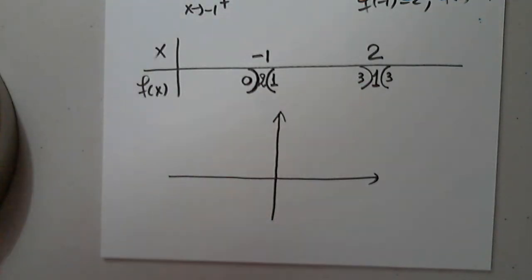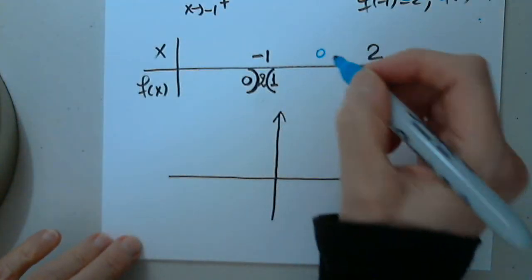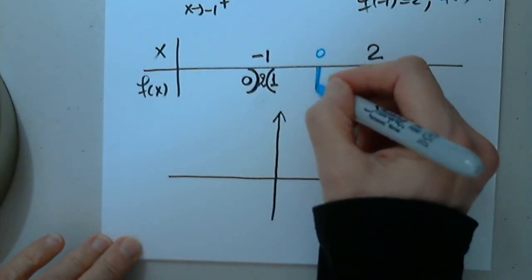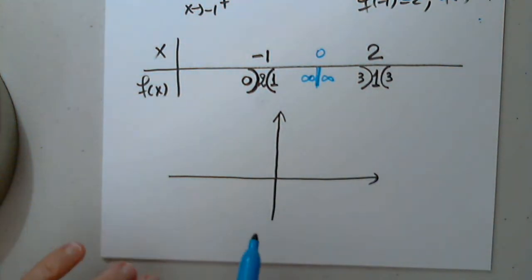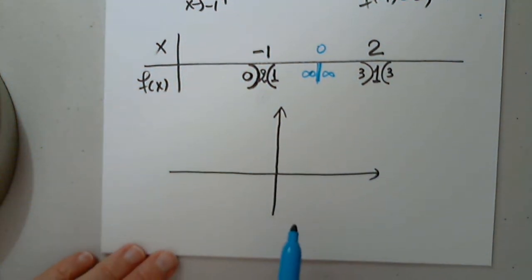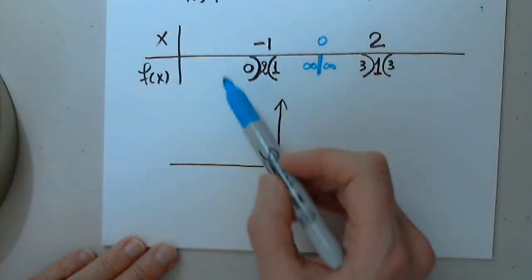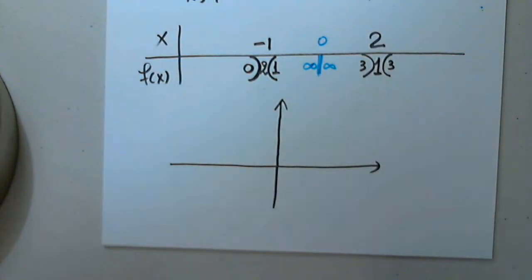So for example, if you want, you can add at 0 a vertical asymptote. So you can put infinity here and infinity here. You can add anything you want. As long as the given conditions are in, the creativity has, the sky is the limit.